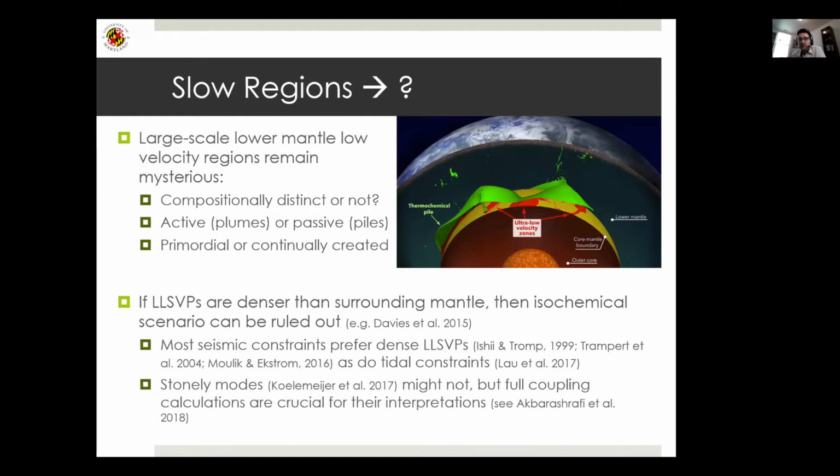But there is some room, kind of wiggle room. Stoneley modes, which are modes that are sensitive to the structure at the very base of the mantle, might not actually prefer dense LLSVPs, as pointed out by Koelemeijer in 2017. Although for interpreting these kinds of data, you really need to be doing full coupling calculations, which are not always done. And always there's a trade-off between CMB topography, the buoyancy of the upwelling plumes, presumably, that are co-located with these LLSVPs, and any kind of inherently dense core within them.